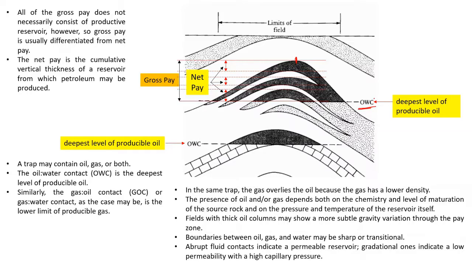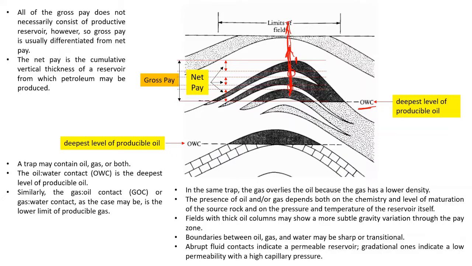In this diagram, you can see that from the top of the reservoir to the oil water contact, which is the deepest level of producible oil, this is called the gross pay. But here you can see that the oil bearing horizons are intercalated with some other lithology. Let us suppose that you put a drilling rig here, and this is your well. Do you think that you will be able to extract the entire oil? Because this zone is a barren zone.